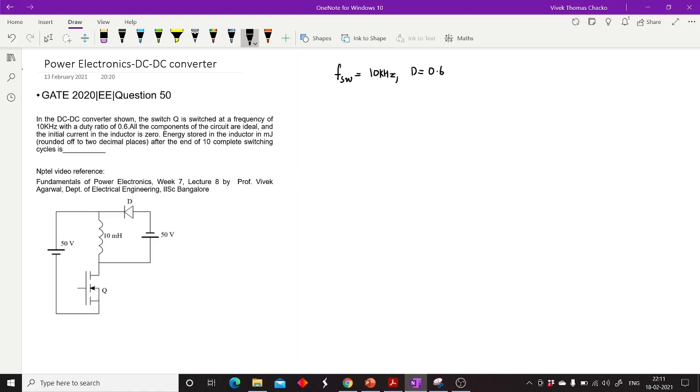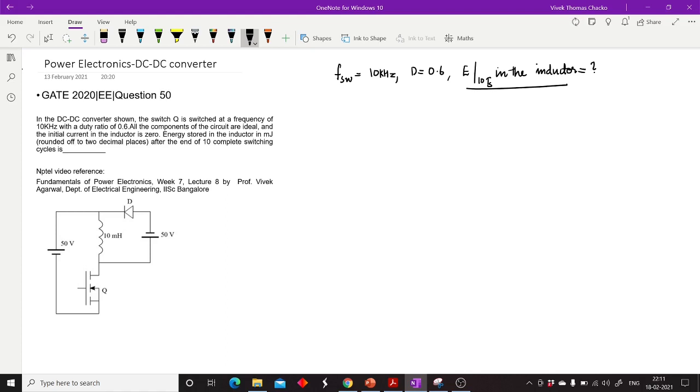The initial current in the inductor is 0, that is, the converter is starting. We have to determine what is the energy stored in the inductor at the end of 10 switching cycles, or 10 Ts.